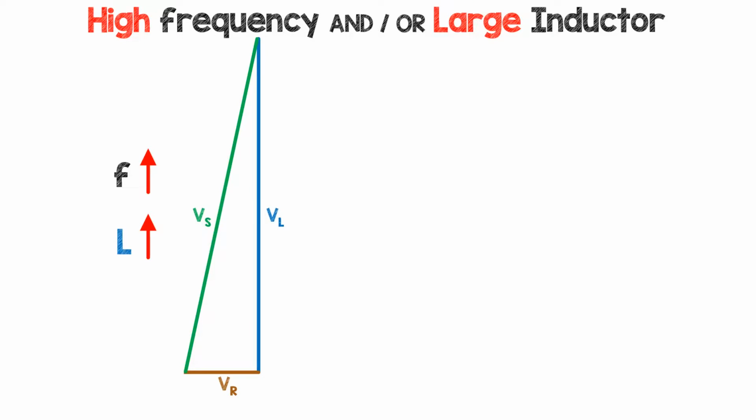With a high frequency and/or a large inductor, XL is high, therefore VL is high, so the resistor has less voltage dropped across it. The phase angle is high.